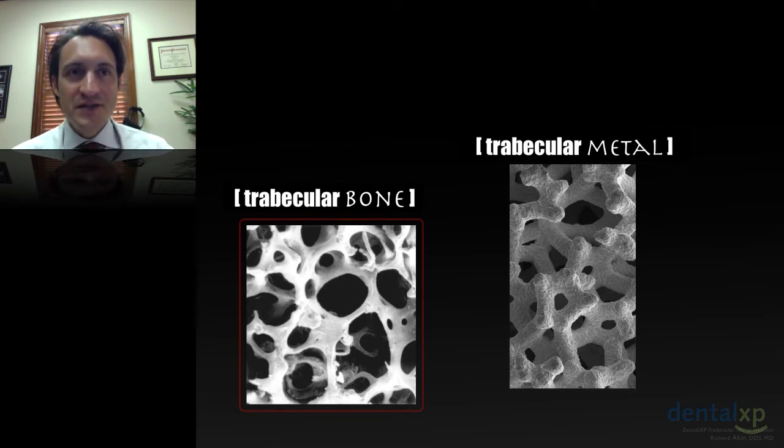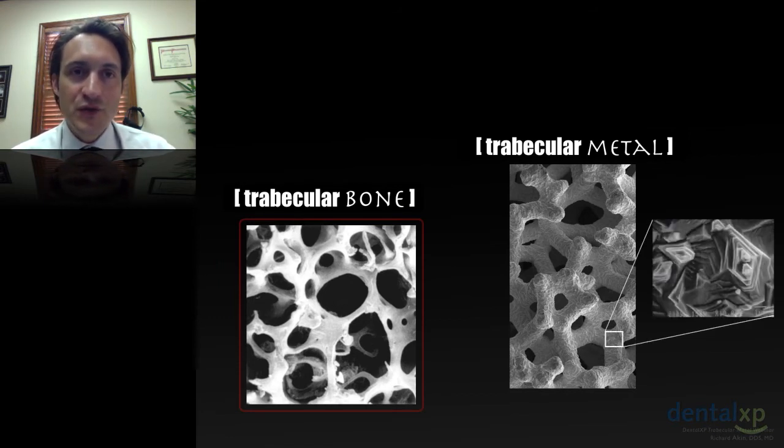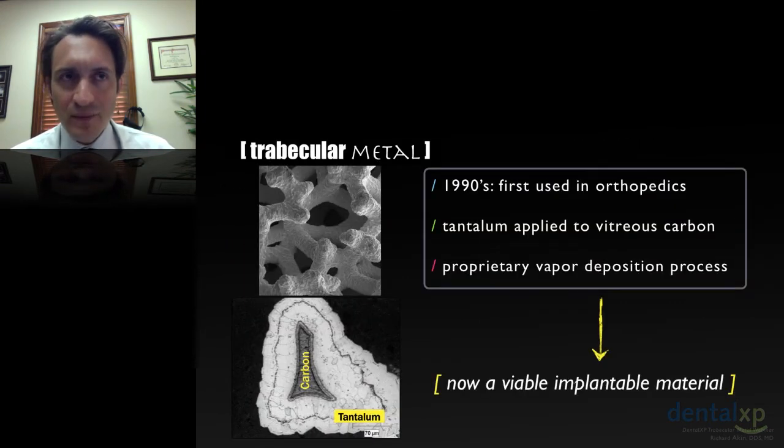Now, when you look at this slide, it's very interesting to look at how trabecular metal mimics trabecular bone, and it mimics it in another way, not just in an ultra-structural way. Let's just magnify this and look at the nanotechnology. We have a macro structure, which are these trabecular cells, but we also have this nano texture to the tantalum.